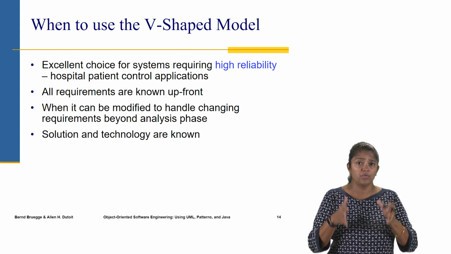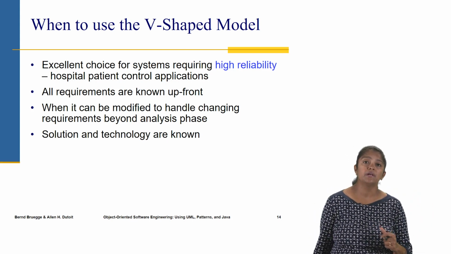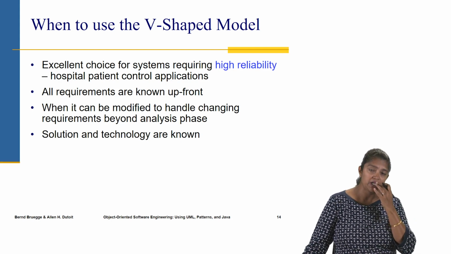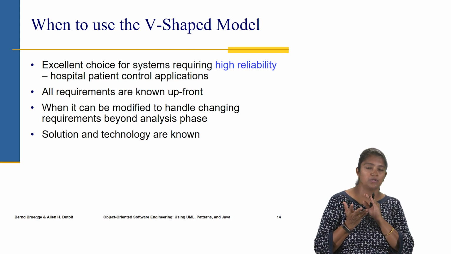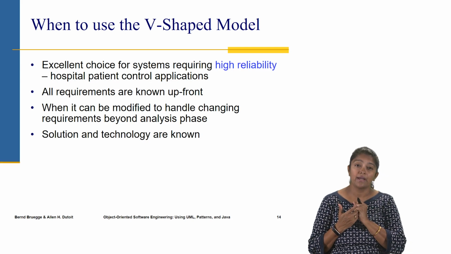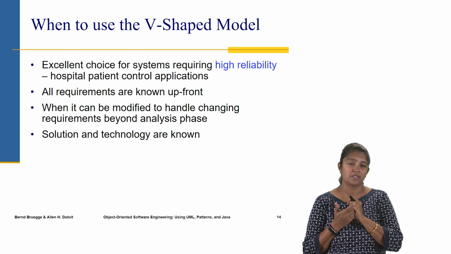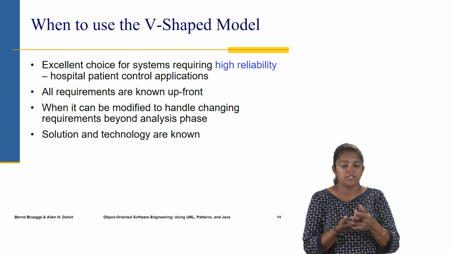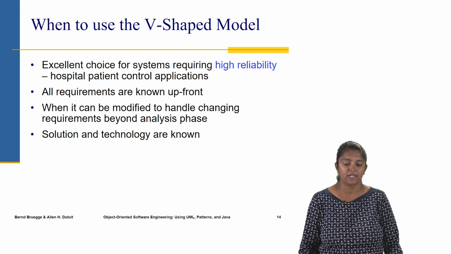And then we want to make sure that the solution and the technology are known. So this is similar to waterfall, but the additional thing with V-shaped is, if you have a system where the solution and technology are well known, all the requirements are known upfront, and in addition you want highly reliable software, or if it's a safety critical system where quality is of utmost importance, then the V-shaped model is a very good fit for building that kind of system.